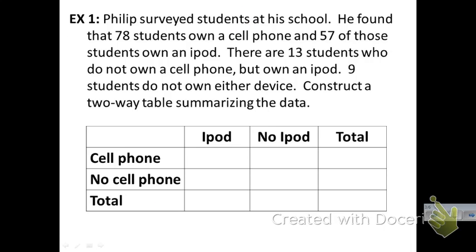Okay, on example 1, it says Philip surveyed students at his school. He found that 78 students owned a cell phone and 57 of those owned an iPod. There are 13 students who do not own a cell phone but own an iPod. 9 students do not own either device. Construct a two-way table summarizing the data.